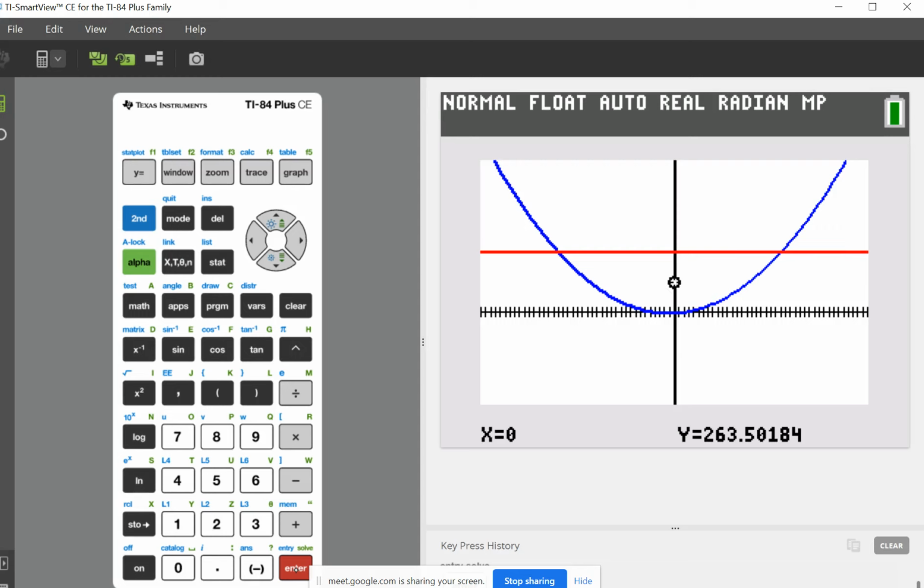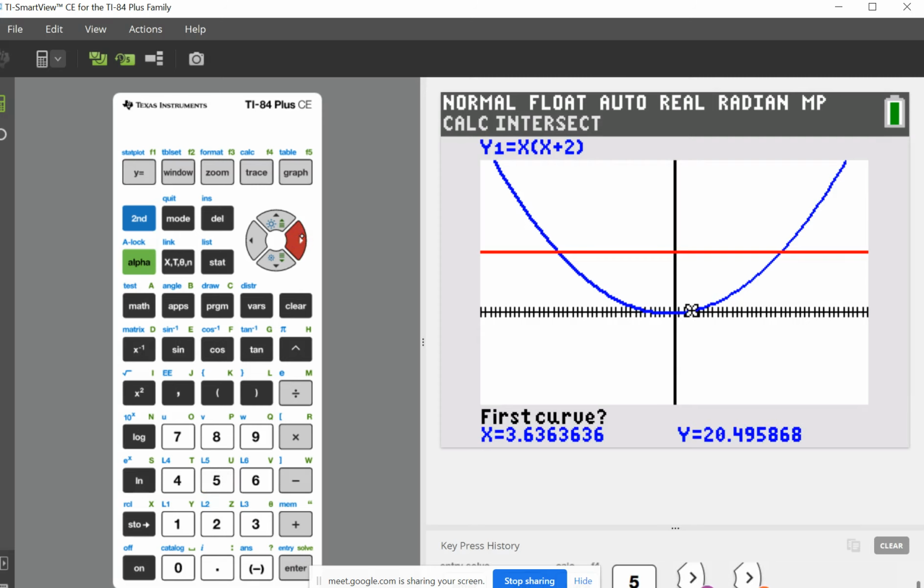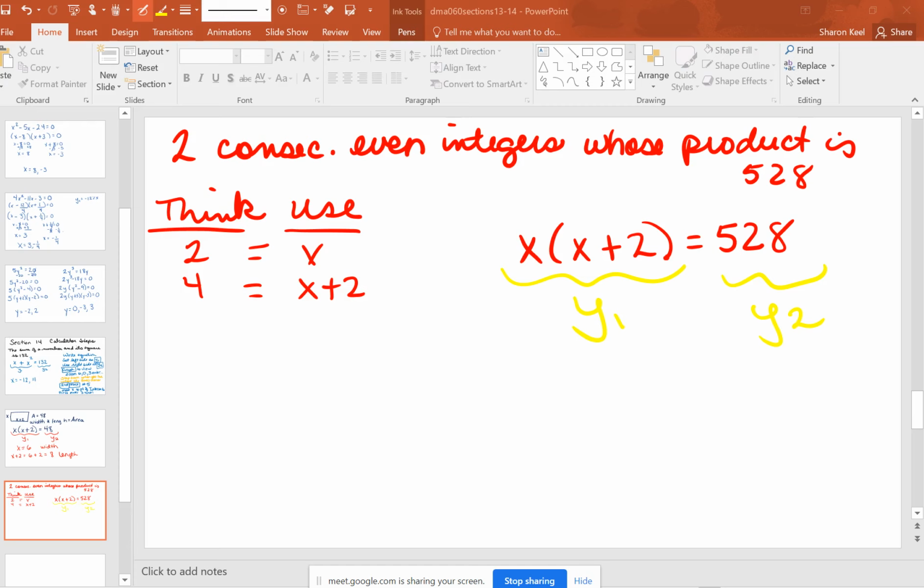Now I can see what we need, and we're going to use the length on this side. So we're going to do second trace number 5, move our cursor to the right, and press enter 3 times. And once we see the word intersection, we know that our solution here is going to be 22. So here, x is equal to 22.